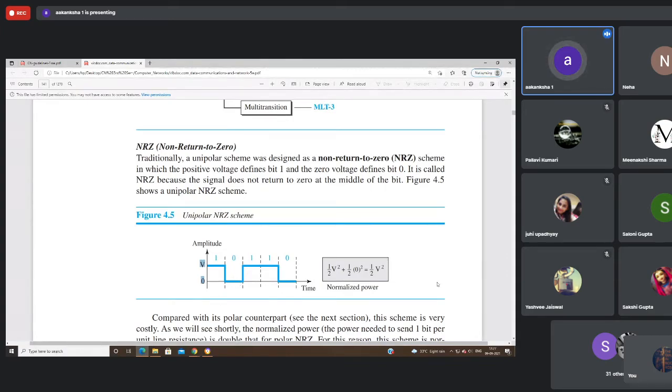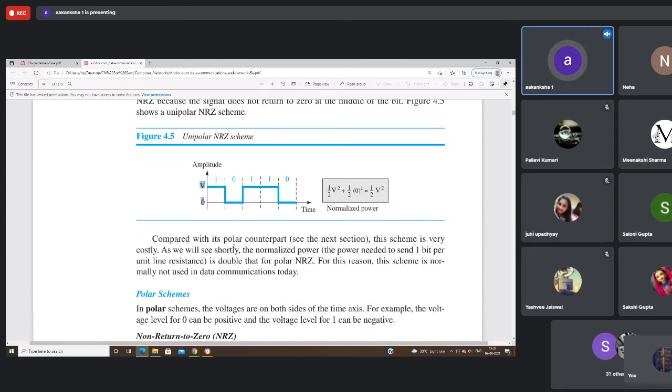Now we can see the normalized power. This is half of V square plus half of 0 square, because for one we are sending the voltage. And why half? Because we are taking only the unipolar, only positive signals. So half of V square for the 1 bit, half of 0 square for the 0 bit. No signal, no power. So the normalized power will be half of V square.